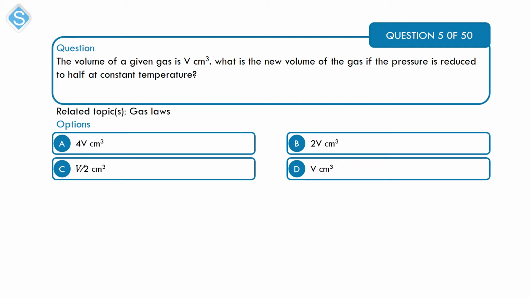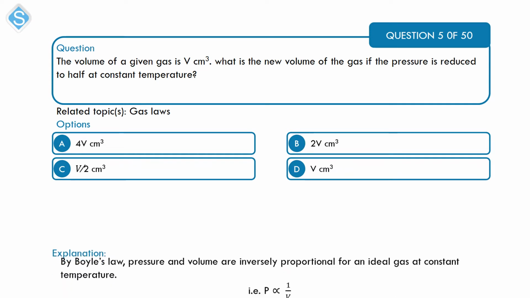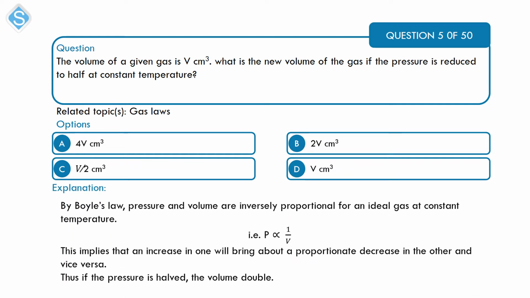Okay, so this is a question that relates more to Boyle's law, talking about the relationship between the volume and the pressure. Now, by Boyle's law, pressure and volume are inversely proportional for an ideal gas at constant temperature. The pressure varies inversely as the volume. What that implies is that an increase in one will bring about a proportionate decrease in the other, and vice versa. That means that if the pressure increases, the volume decreases proportionately, and if the pressure decreases, the volume increases proportionately.